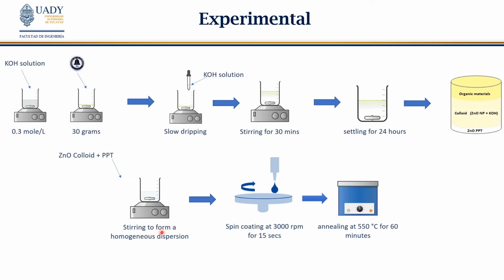Then, from the mixture of colloid and precipitate, we deposited thin films of zinc oxide on clean glass substrates using spin coating technique at 3000 rounds per minute for 15 seconds. The films then were annealed at 550 degrees for 1 hour.